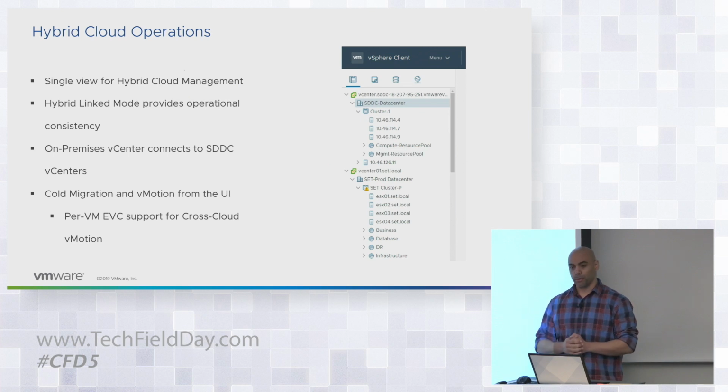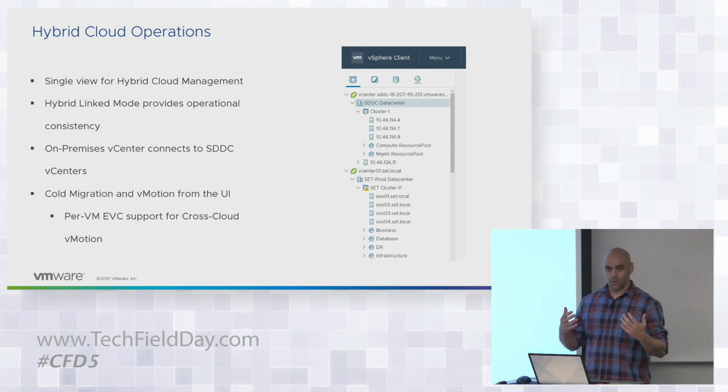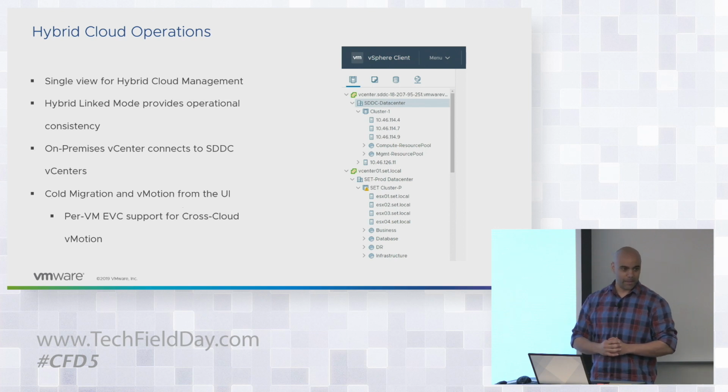Now, with VMware Cloud on AWS, we also have an SSO domain. And as you probably heard earlier today, there is a restrictive permissions model, right? So how do we view and manage two different environments and retain that separation? That's where Hybrid Linked Mode comes into play.